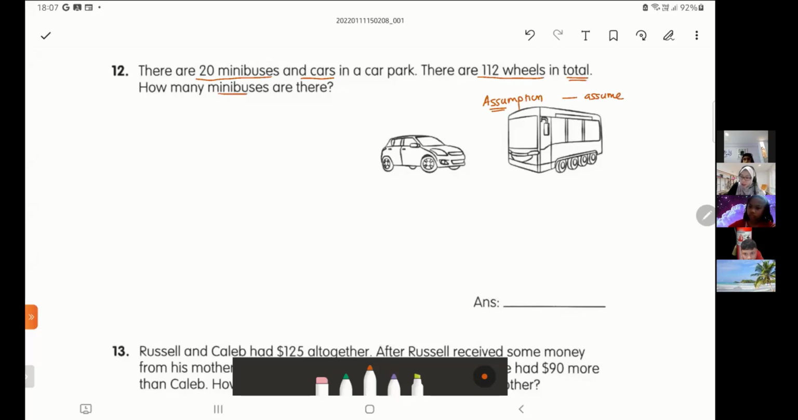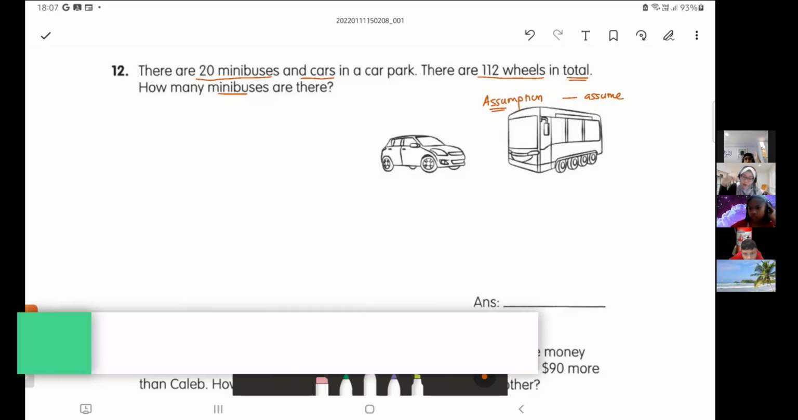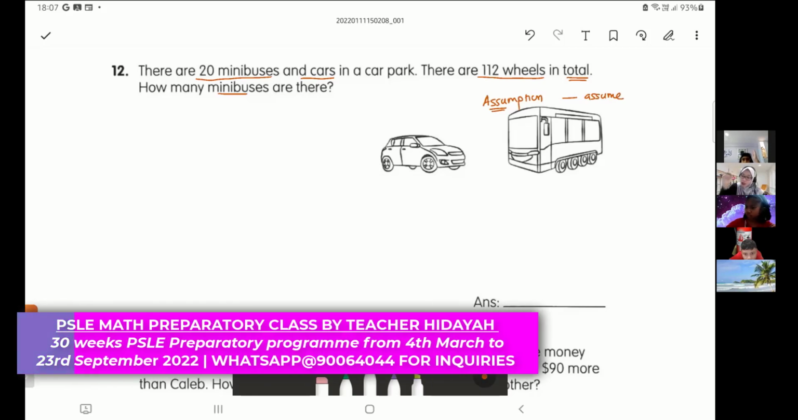So the issue here is we can either use guess and check or assumption. Just now we used guess and check already on top, something like guess and check table, where we are guessing the numbers for each of the columns. But in this case, we are going to use assumption. I'm going to teach you assumption.